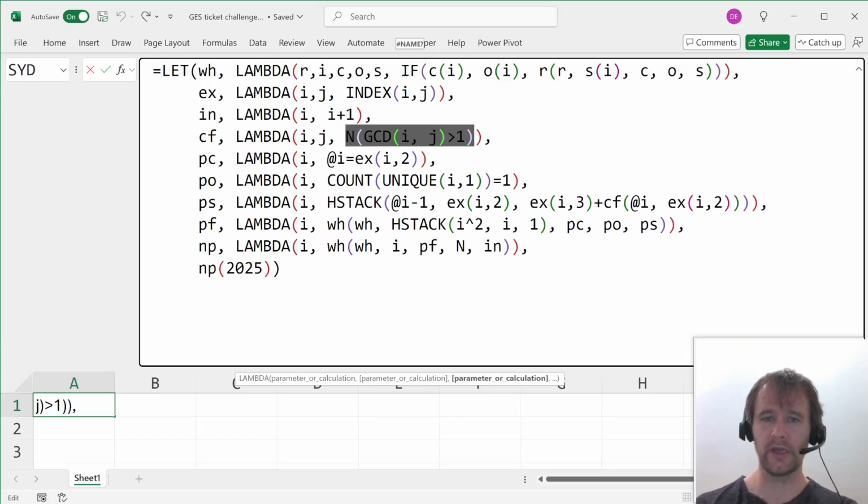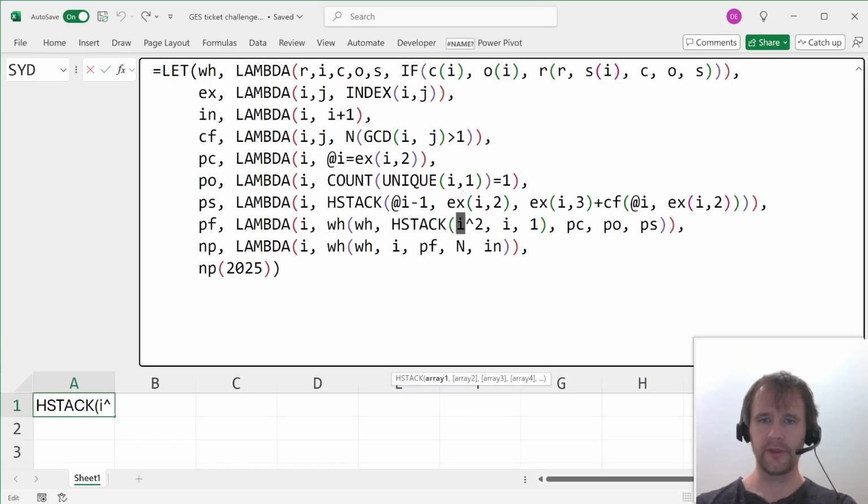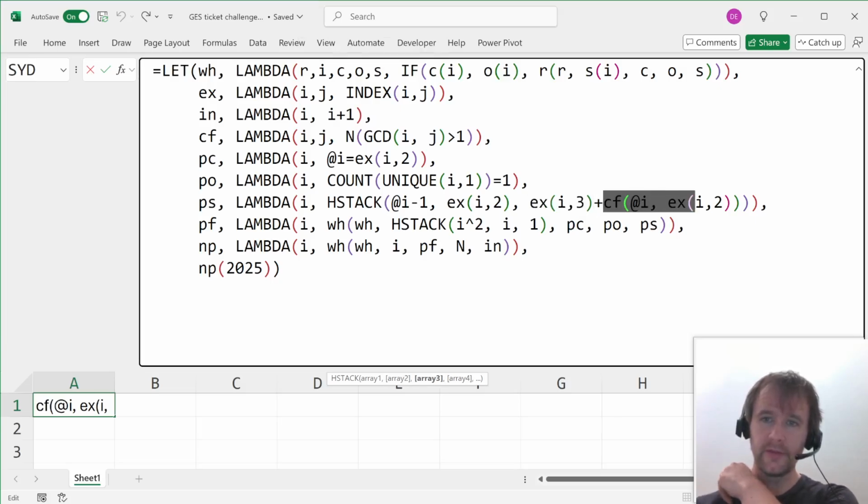So again, it's a while construction. We're starting off with a triple of the original input I squared, I, and 1. And then we've got a stopping condition, an output, and a step. And so what is the step doing? It's subtracting 1 from the first value. It's not changing the second value. And for the third value, it's adding 1 if the first two values have a common factor.